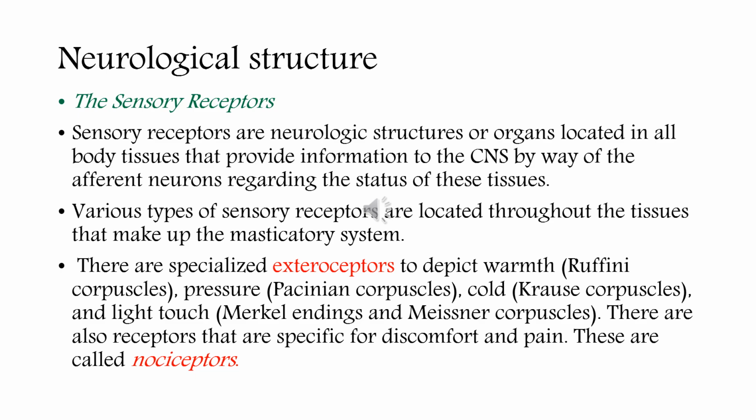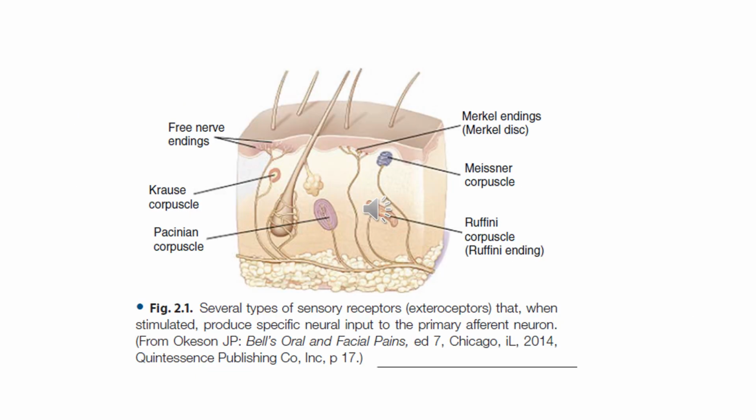Some of them are specialized to feel the warmth, the cold, the pressure, the light touch, and we call them exteroceptors, and others are responsible to feel discomfort and pain, and we call them nociceptors. Now, the exteroceptors have names. The receptors responsible for feeling warmth are Ruffini corpuscles, pressure is the Pacinian corpuscles, for cold it's Krause corpuscles, and for light touch it's Merkel endings and Meissner corpuscles. And this is a diagram showing the different types of exteroceptors found in the body.